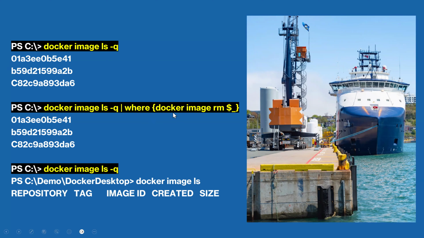So where this, you put some filter, say docker image rm, and then $_. This $_ is coming from the output of docker image ls -q. So the first one would be this image ID, the second would be this one, and the third would be this one, and it runs against each one of them docker image rm and $_. $_ will replace this one, this one, this one, and it will be removed for all three of them.